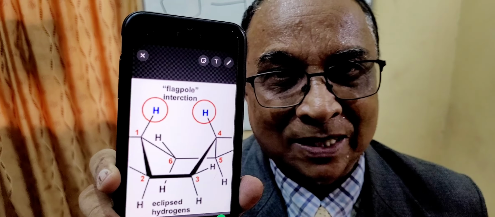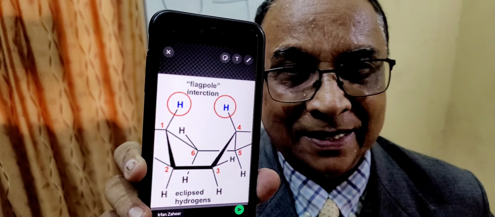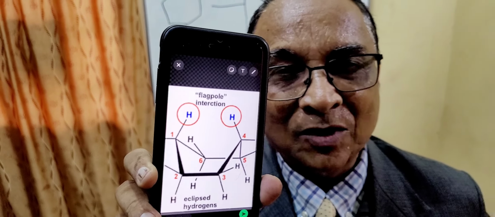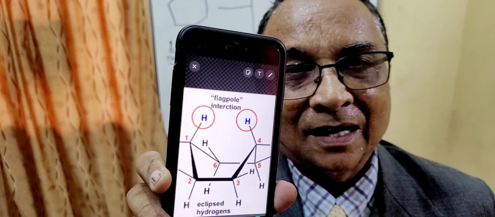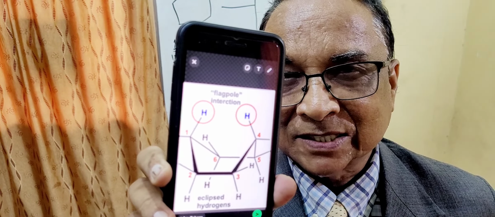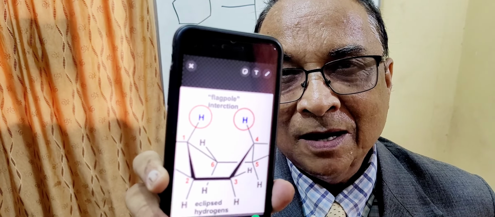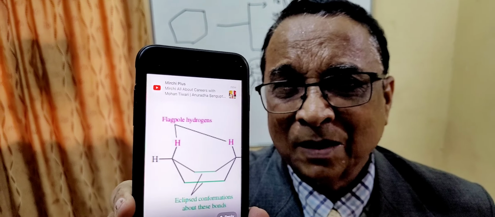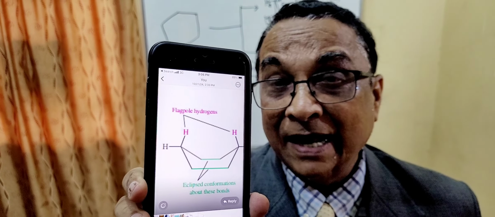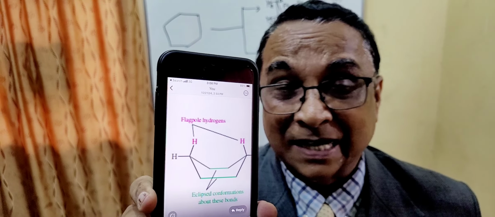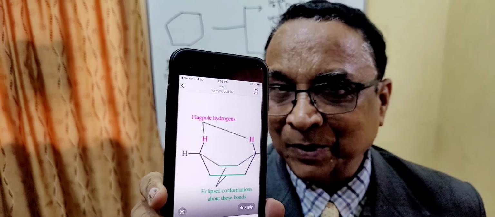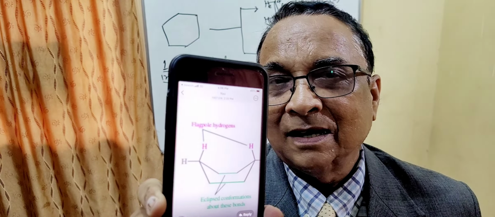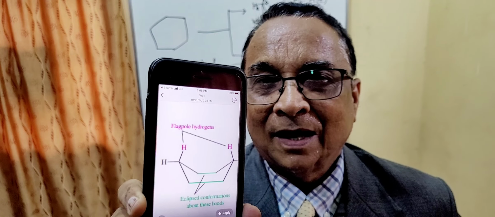Here in this boat form, very clearly under the red circle, there are two hydrogens, one at carbon 1 and another at carbon 4, and here it is written 1,4 diaxial interaction. These hydrogens are called flagpole hydrogens, and the distance between these two hydrogens is 1.83 angstrom. Here the 1,4 hydrogens are shown in red, and it is written that they are flagpole hydrogens, separated by 1.83 angstrom, and that is called flagpole hydrogen interaction.